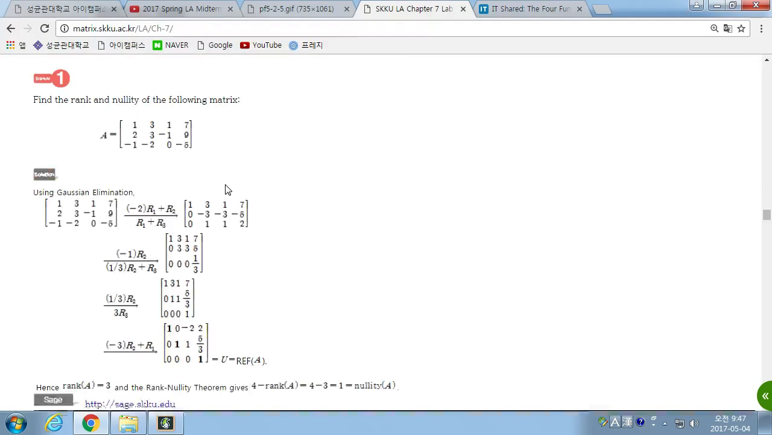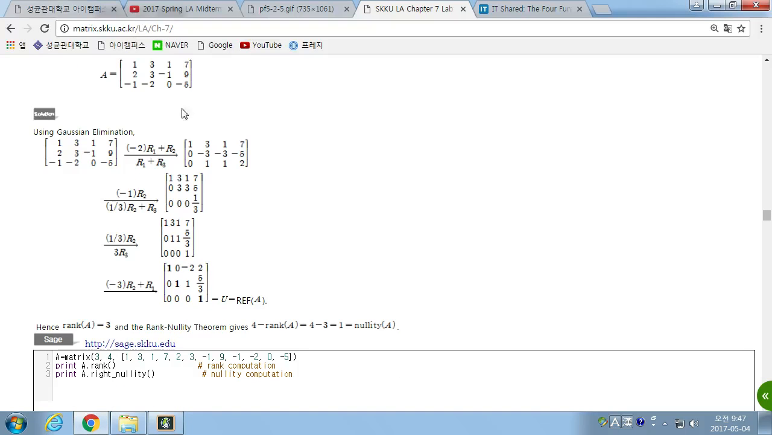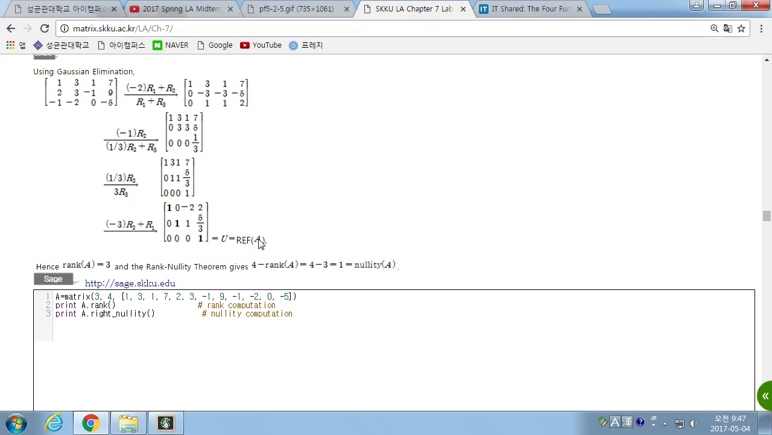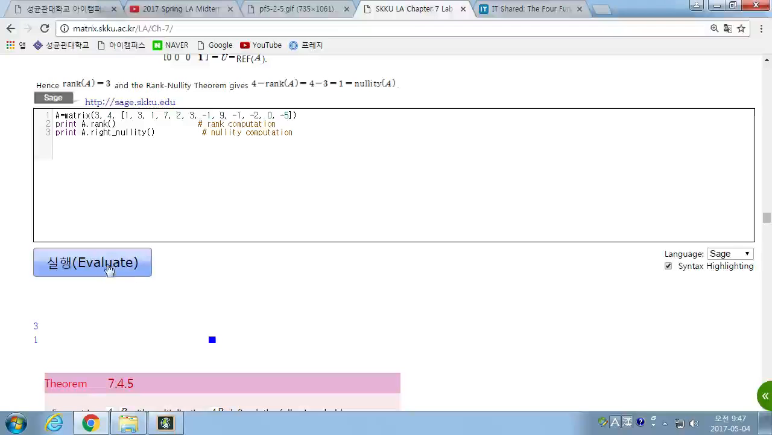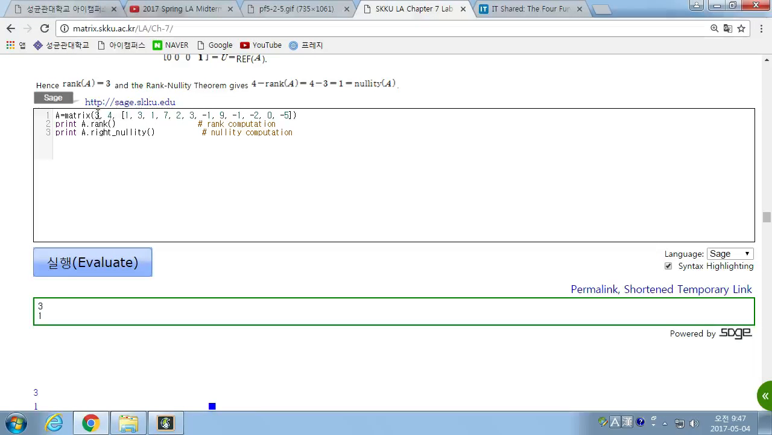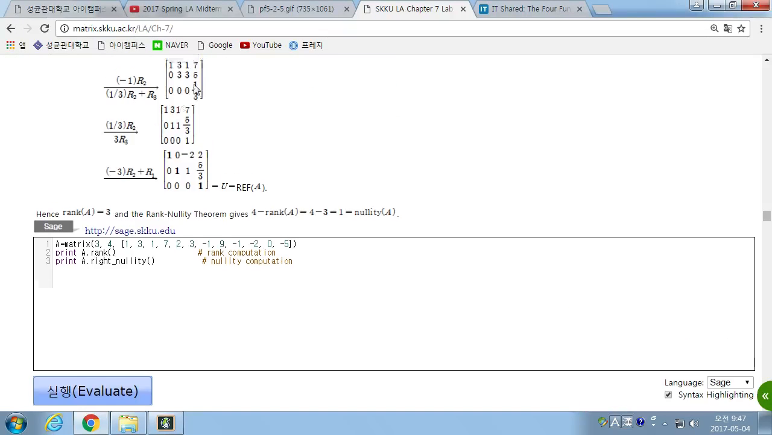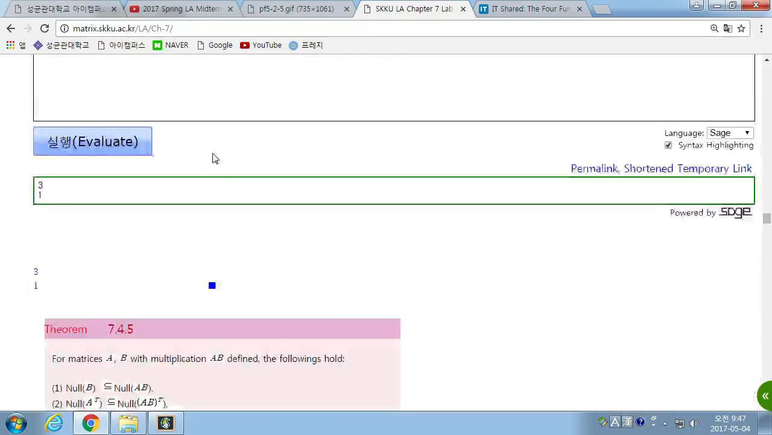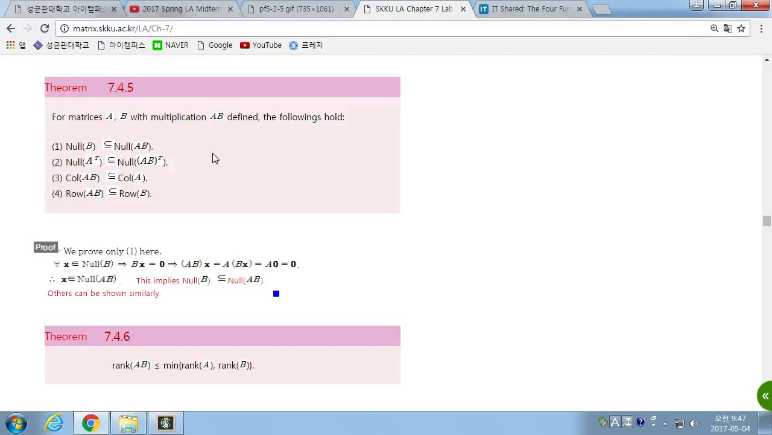Next, find the rank and nullity of the following matrix. Suppose this, then from here, RREF here, we have 1, 2, 3. The rank of this matrix is 3, and nullity is 4 minus 3, which is 1. So if we find the rank, then we have 3, and nullity is 1. And addition of these two gives us the number of columns of A.